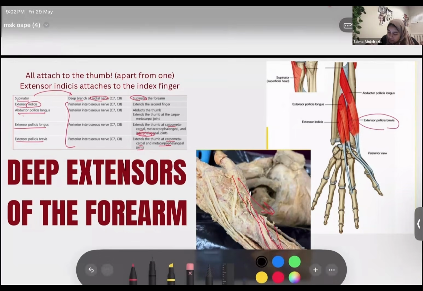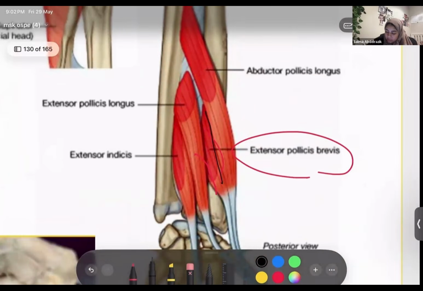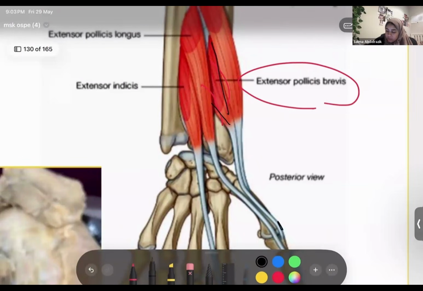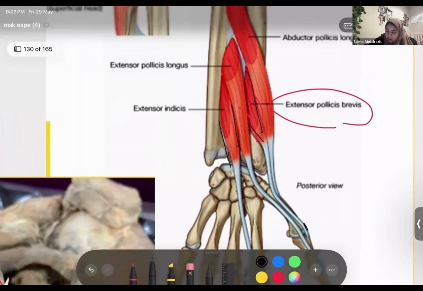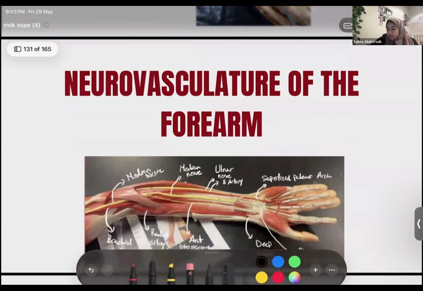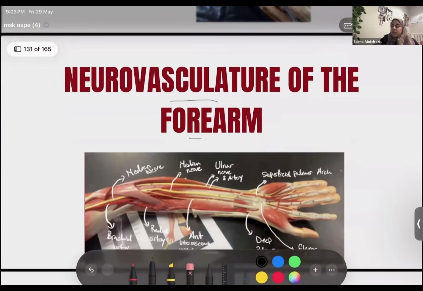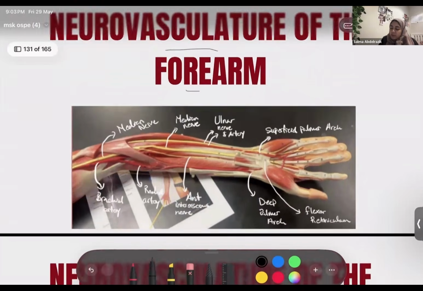Okay, let me change the color so you can see. It's the small one, the brevis. And then the abductor pollicis longus goes all the way to the thumb as well. And then you have the extensor indicis, which goes to the index finger. And extensor pollicis longus goes exactly where the other brevis one goes. Just extend. Cool.